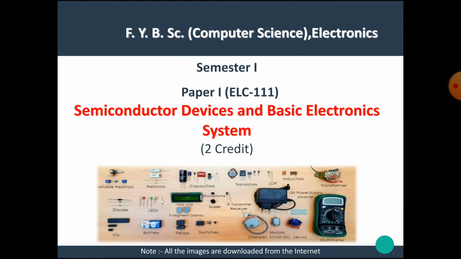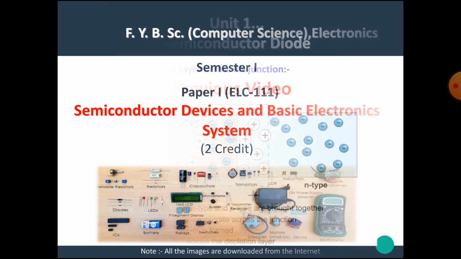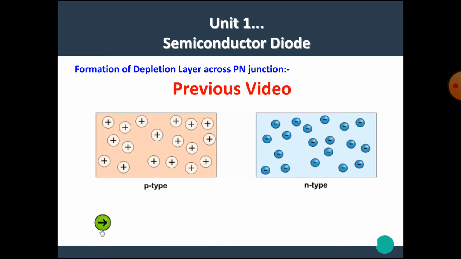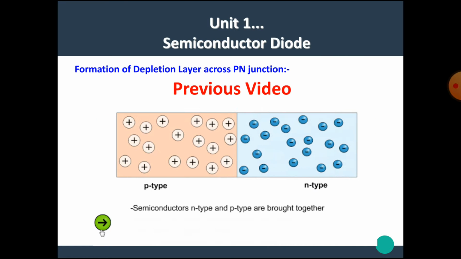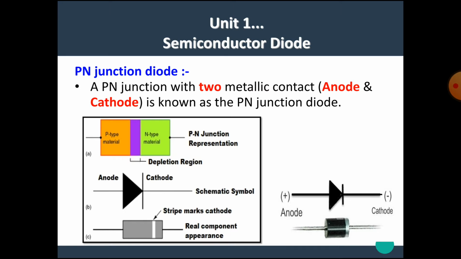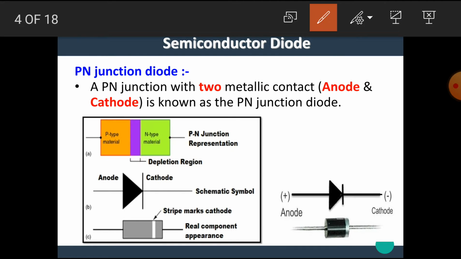In the previous video, we studied how the depletion layer and the barrier potential are formed in an unbiased p-n junction. The link of the previous video is available in the description box. Please check it. Now, in this video, we are going to see what is meant by the p-n junction diode.